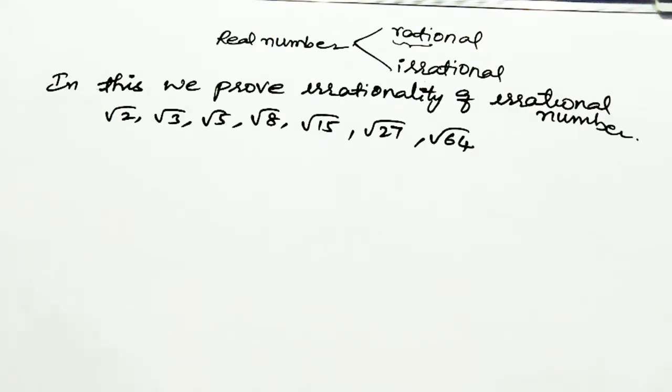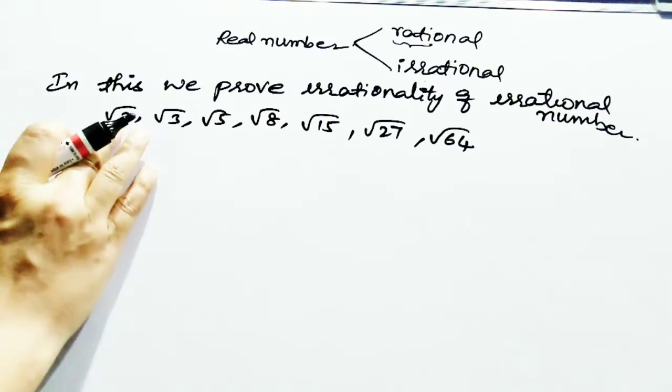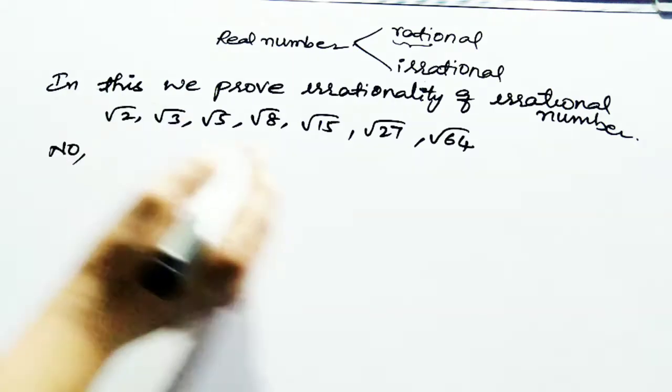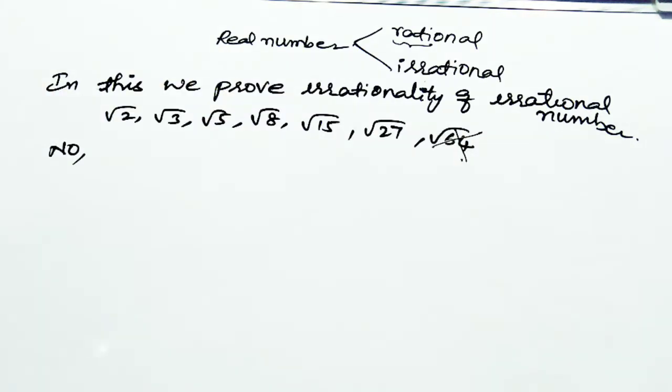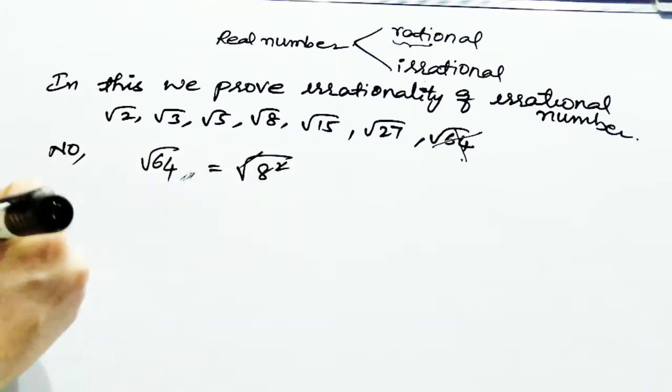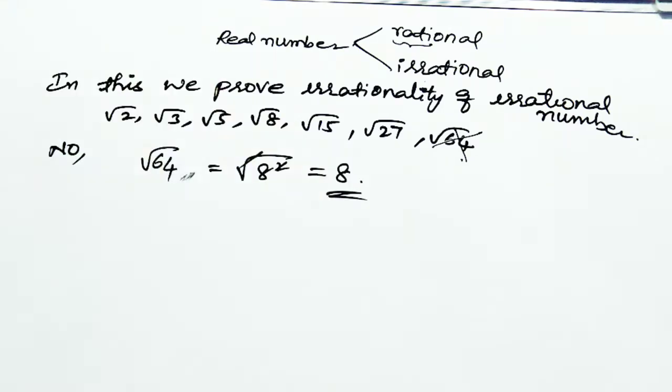The first question the student will ask: is any number which contains a square root an irrational number? No. It is not necessary that any number which contains a square root must be irrational. Just take the last one, 64. If you take the square root of 64, what will you get? 8 times 8 is 64. The square root cancels and you get 8. 8 is a rational number.